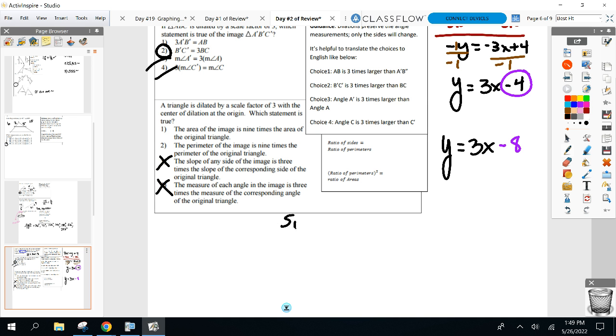Remember doing S1 over S2? Right? Everyone remember doing that? That's similarity ratio. That's your scale factor. Anybody remember what it's always equal to? What other ratio? Which one was it always equal to? Perimeter or area? Perimeter. So guess what? If the triangle got 3 times bigger, so did the perimeter.